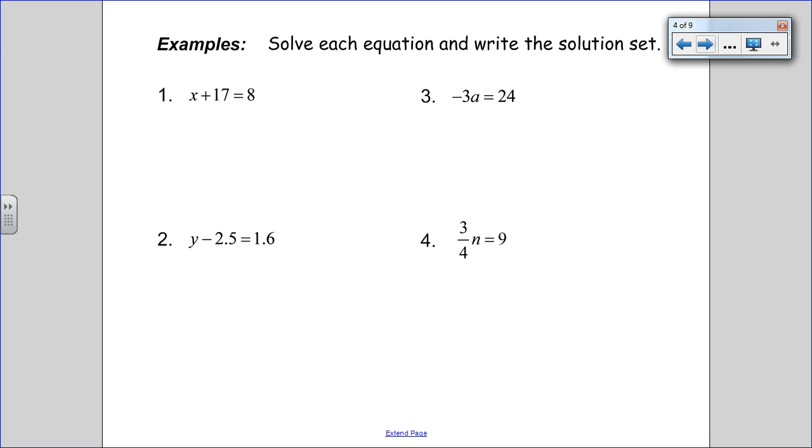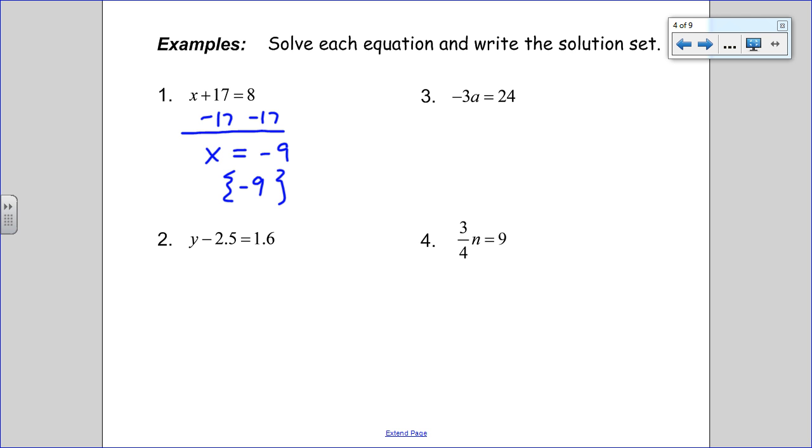In the first example, we have the equation x plus 17 equals 8. In order to isolate the variable x, we need to either add negative 17 or subtract 17 from both sides of this equation using the addition property of equality. Since 17 minus 17 is 0, the left-hand side of the equation simplifies to just x. The right-hand side of the equation is 8 minus 17, or negative 9. Now that we have the variable isolated, it's obvious that the solution set for our equation contains only one number, the number negative 9.